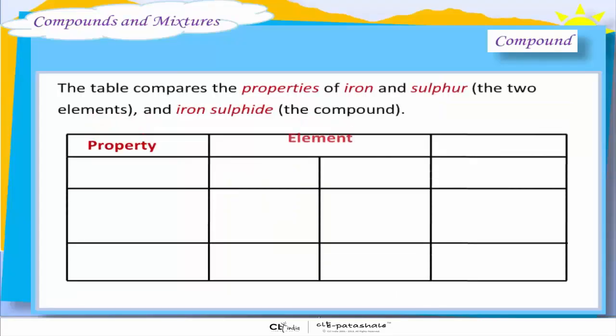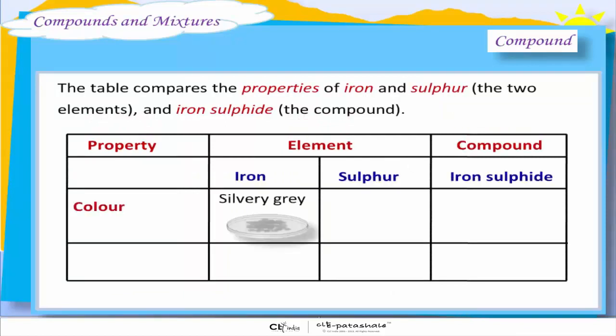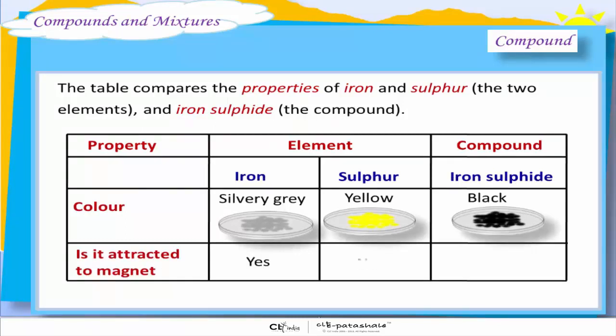Now let us look at this table. The table compares the properties of iron and sulfur, which are 2 elements, and then these 2 elements combine to form iron sulfide, which is a compound. So what is the color of iron? It is silvery grey. And what is the color of sulfur? It is yellow. Now, do they have magnetic property? Iron has magnetic property, whereas sulfur doesn't have magnetic property. That means it is not attracted to the magnet.